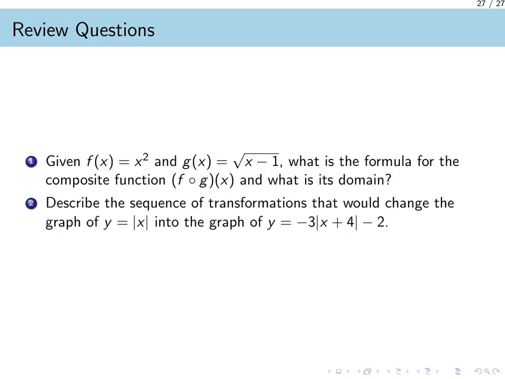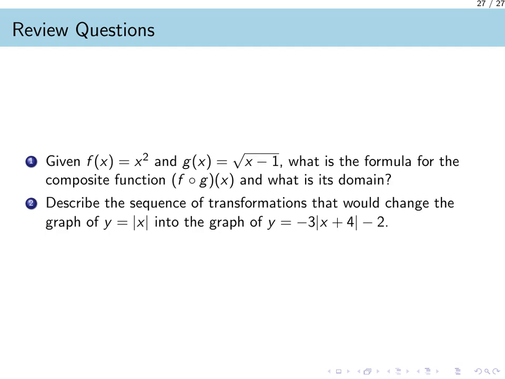To wrap up, let us apply what we have learned with 2 review questions covering function composition and graph transformations. First, if f of x equals x squared and g of x equals the square root of the quantity x minus 1, what is the formula for the composite function f composed with g of x, and what is its domain? Remember to first find the new function by substitution, and then carefully determine the domain based on the input restrictions of both the inner function and the final result.